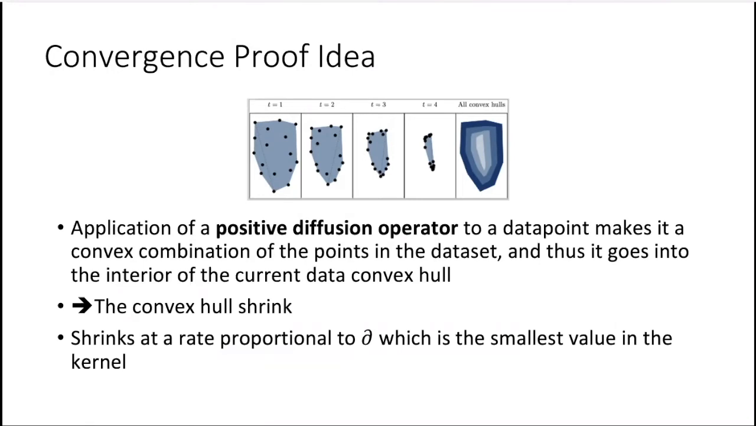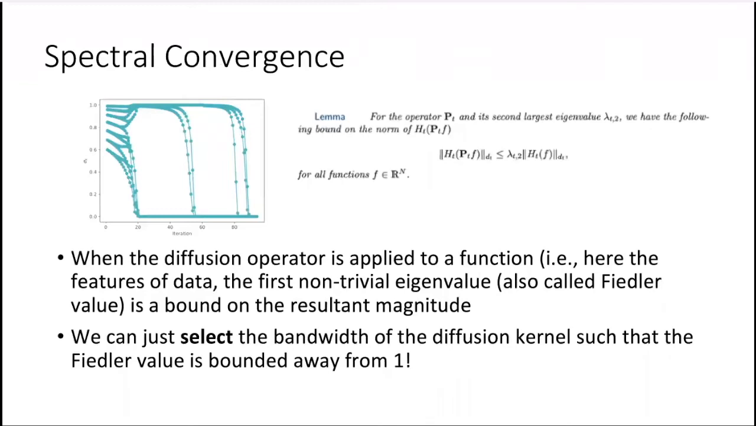So the proof idea is as follows. If you think about the convex hull of the data, the diffusion operator strictly pulls things inside the convex hull. That means your convex hull shrinks, and this keeps happening, at a rate proportional to the smallest value in your diffusion kernel. This gives you an idea of what the parameter selection should also be. We also had a spectral proof. It's a little bit more difficult to explain the spectral proof.